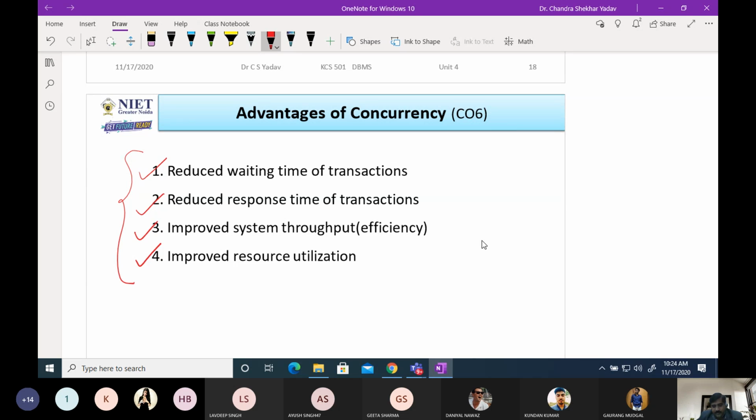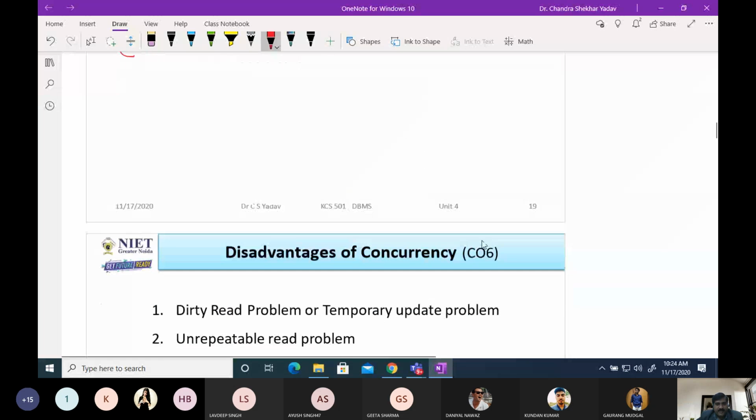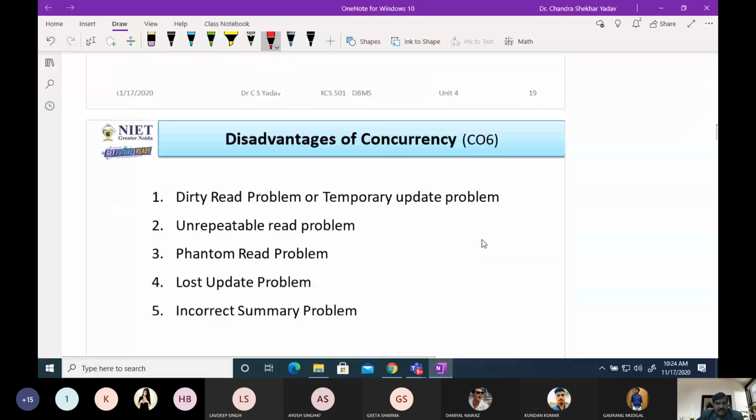There are various types of instructions. Some instructions are conflicting instructions and some instructions are non-conflicting instructions. Then in transactions we will maintain the order of conflicting instructions. I will explain these things later on. So first, the disadvantages of concurrency.